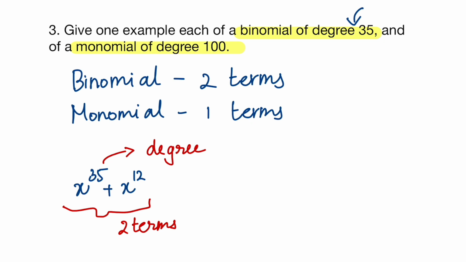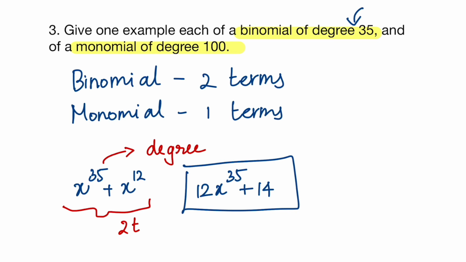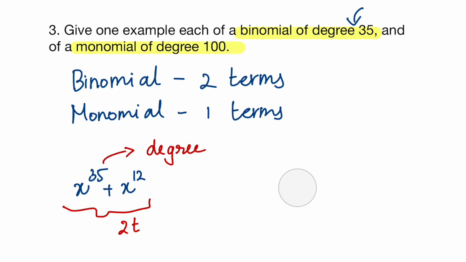Now there can be multiple binomials with the same description. Okay, let me just write another example. So we'll take blue. Okay, so 12x power 35 plus 14. This is also a binomial with its degree 35 and has only two terms, so it of course is a binomial, right? So this is also another example, and you can think of any number of examples for that matter that meet these requirements, right? So we are done with this binomial part.